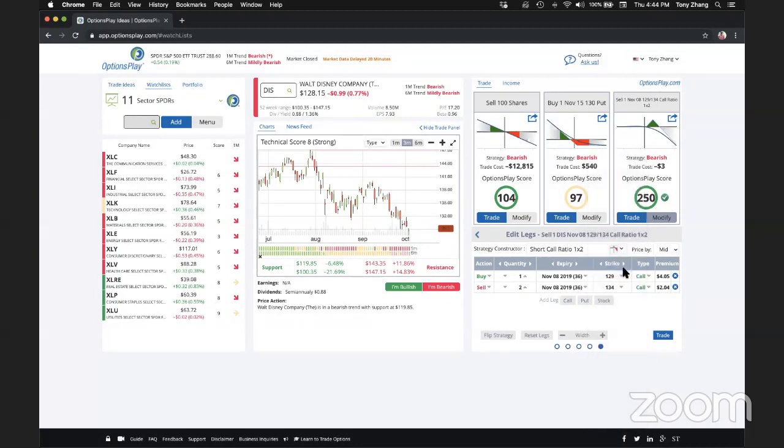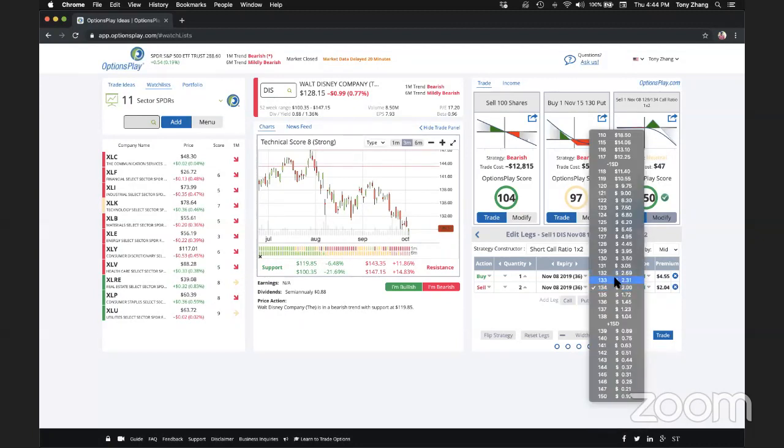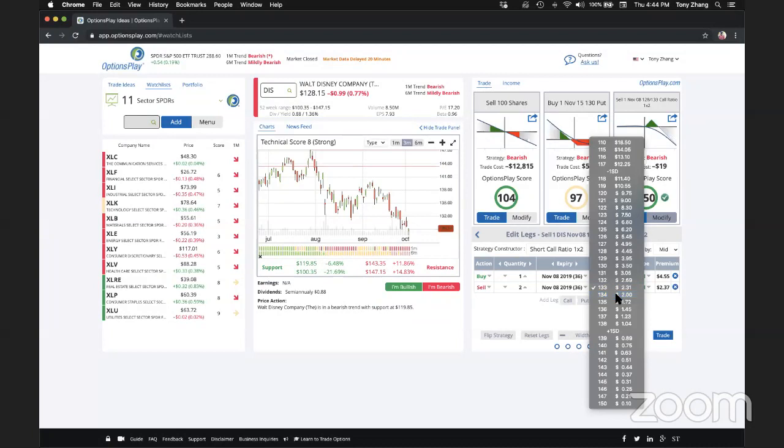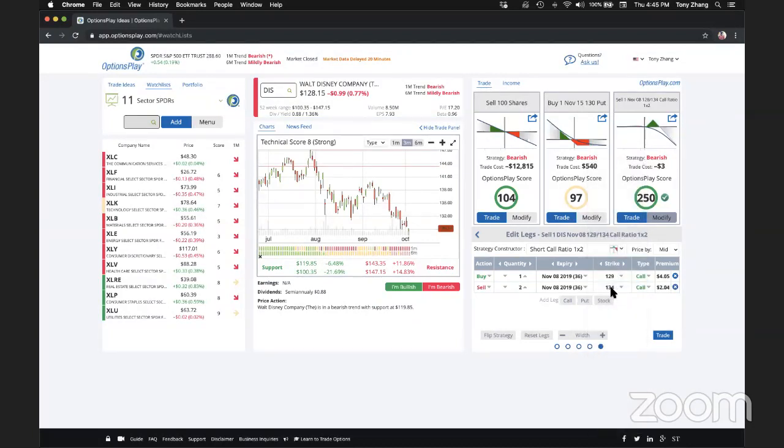If I am buying a 128, I'm only able to sell maybe a 133 to pay for that. So as you can see, I really have very little wiggle room here. I think 129, 134 is probably suitable. So that's about a $6 move to the upside. The $6 on a $128 stock is only 5%. So this only works if you're down about 5% on Disney.